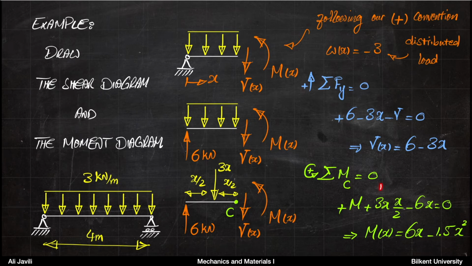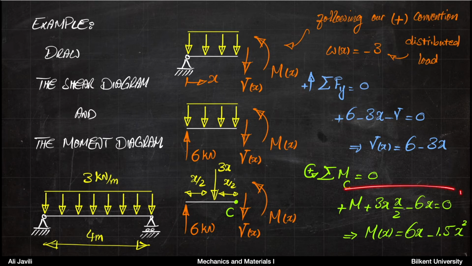And now, for instance, if you write the equilibrium of moments with respect to point C, you can see this is counterclockwise. Assuming that counterclockwise is plus, you would have plus M plus 3x times x over 2. So this would be the moment due to the force 3x, again with a plus. And the moment due to the force 6 kilonewton would be minus 6 times distance x. So it comes with a minus because it would cause a clockwise rotation, which would be negative.